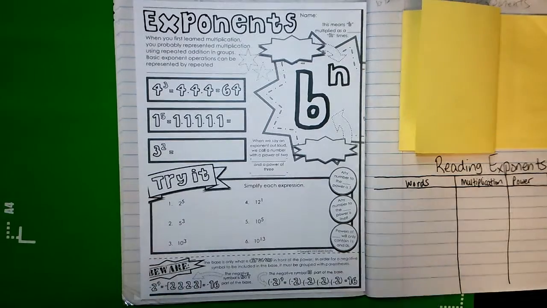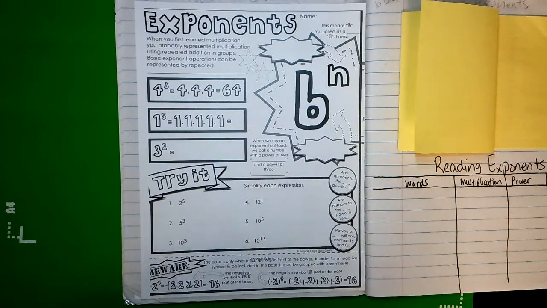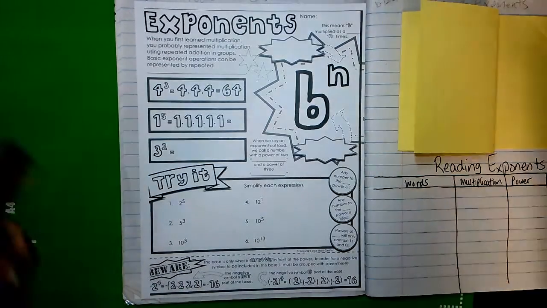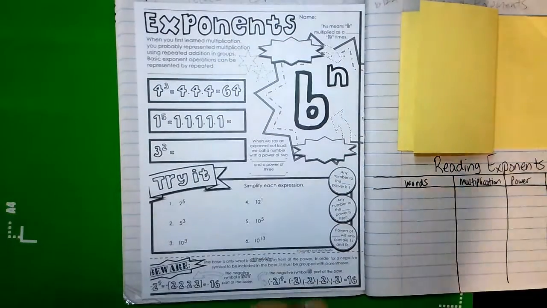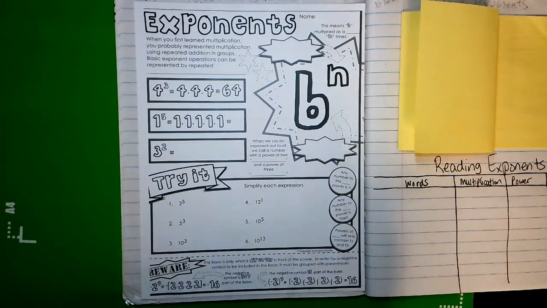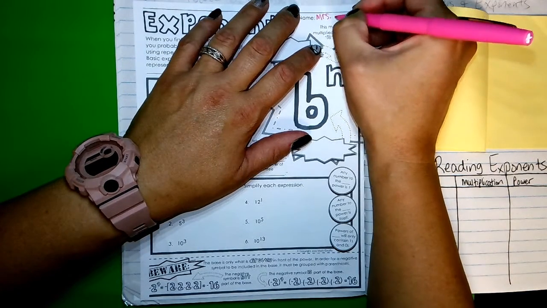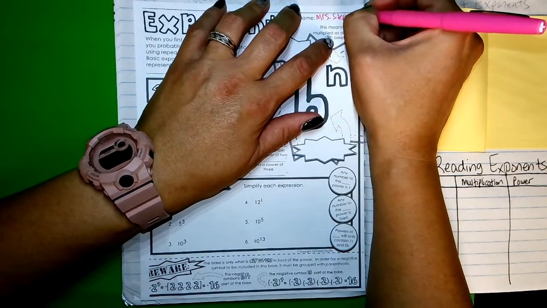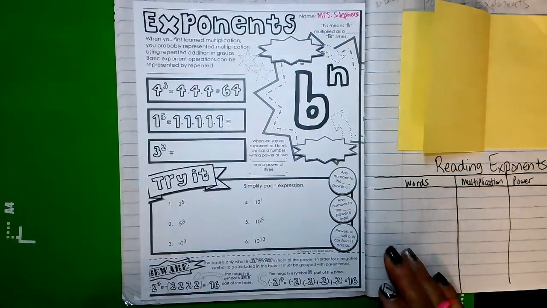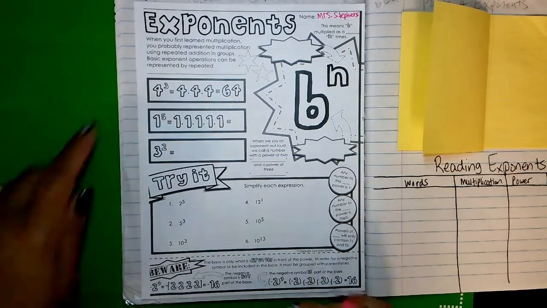So on the left-hand side here, I have a doodle sheet for you. And the first thing that you're going to want to do is put your name in the upper right-hand corner because there's a spot for your name. So I'm going to put Mrs. Stevens. And let's just go ahead and jump in.